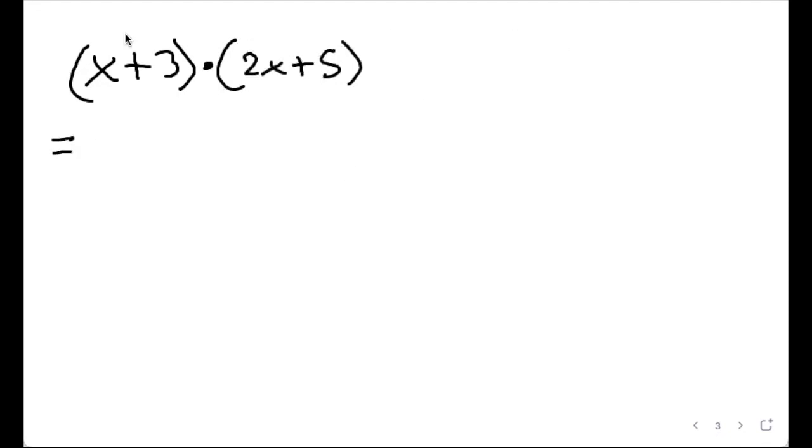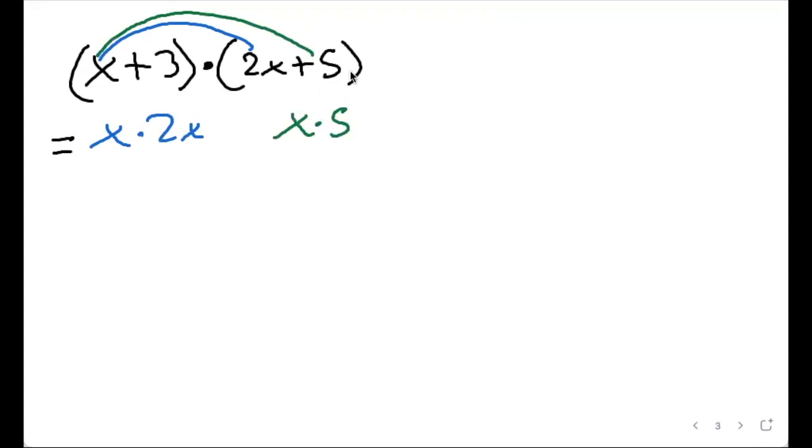So the first step is we're going to multiply x times 2x. The second step is we're going to multiply x times 5. The third step is we're going to multiply 3 times 2x. The final step is we're going to multiply 3 times 5. And we're going to add all of these.